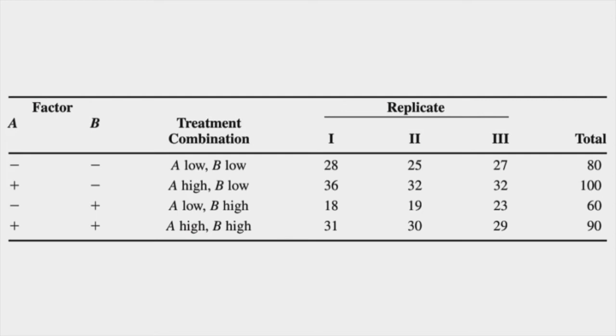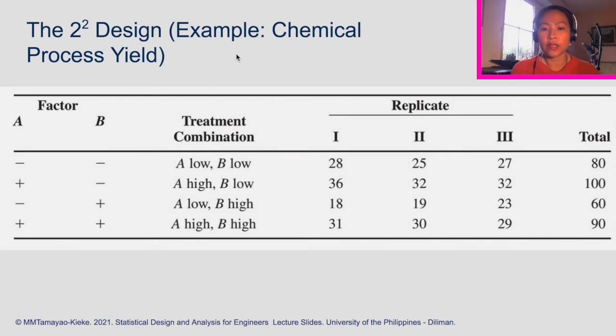Now, the experiment is replicated 3 times, and therefore there are 12 runs. The order in which the runs are made is random. Therefore, this experiment can be considered a completely randomized experiment. This table shows you the observed data for the chemical process yield example.